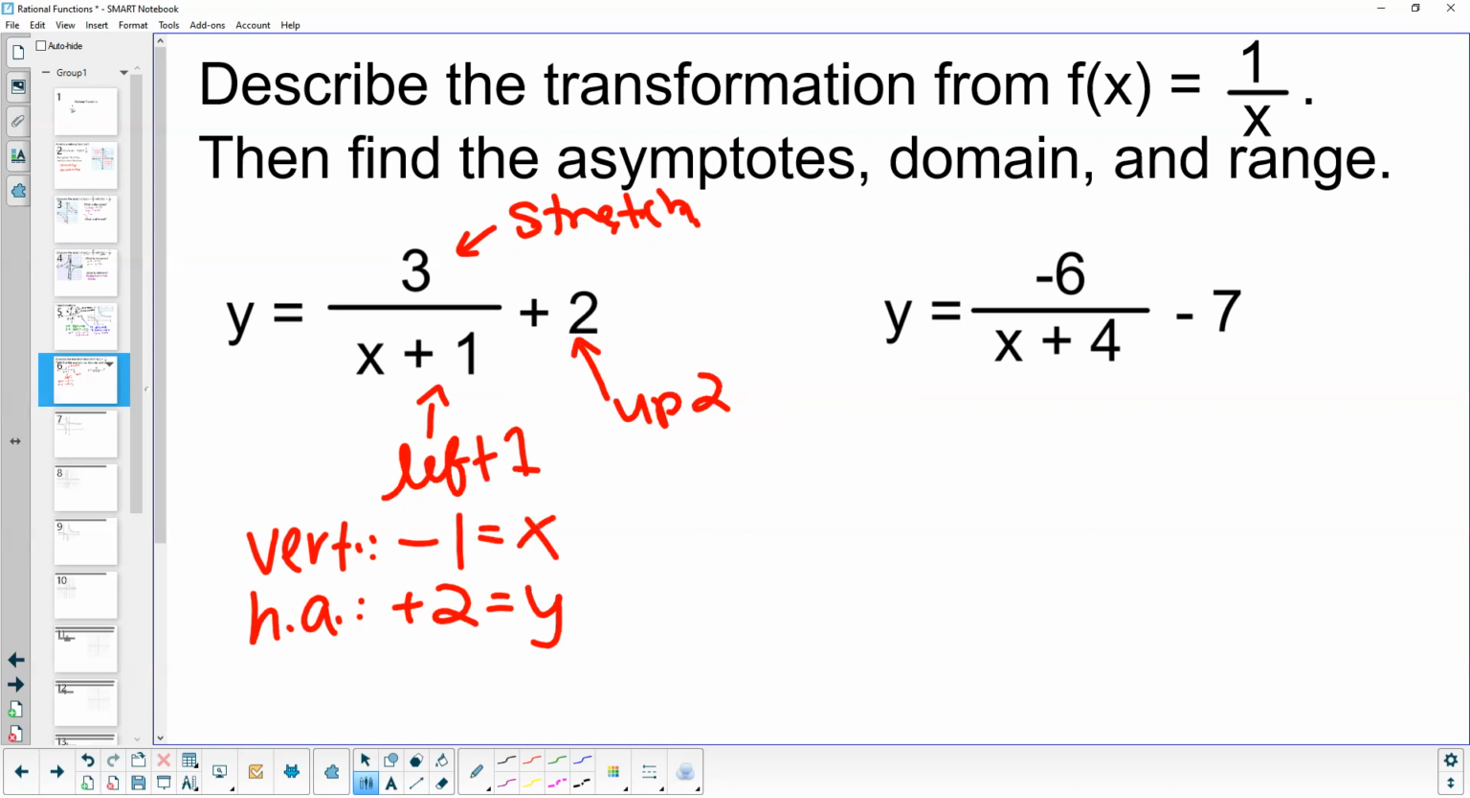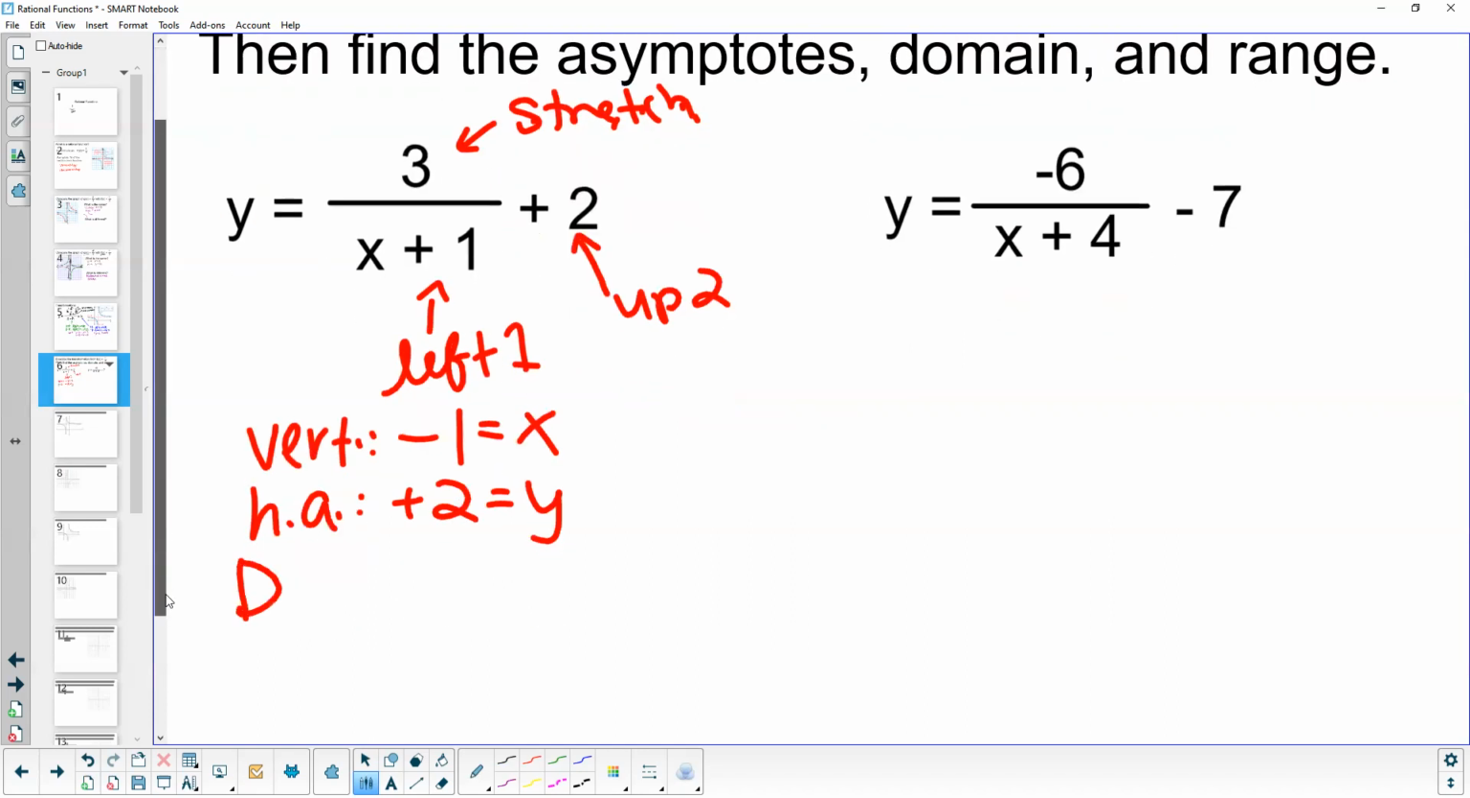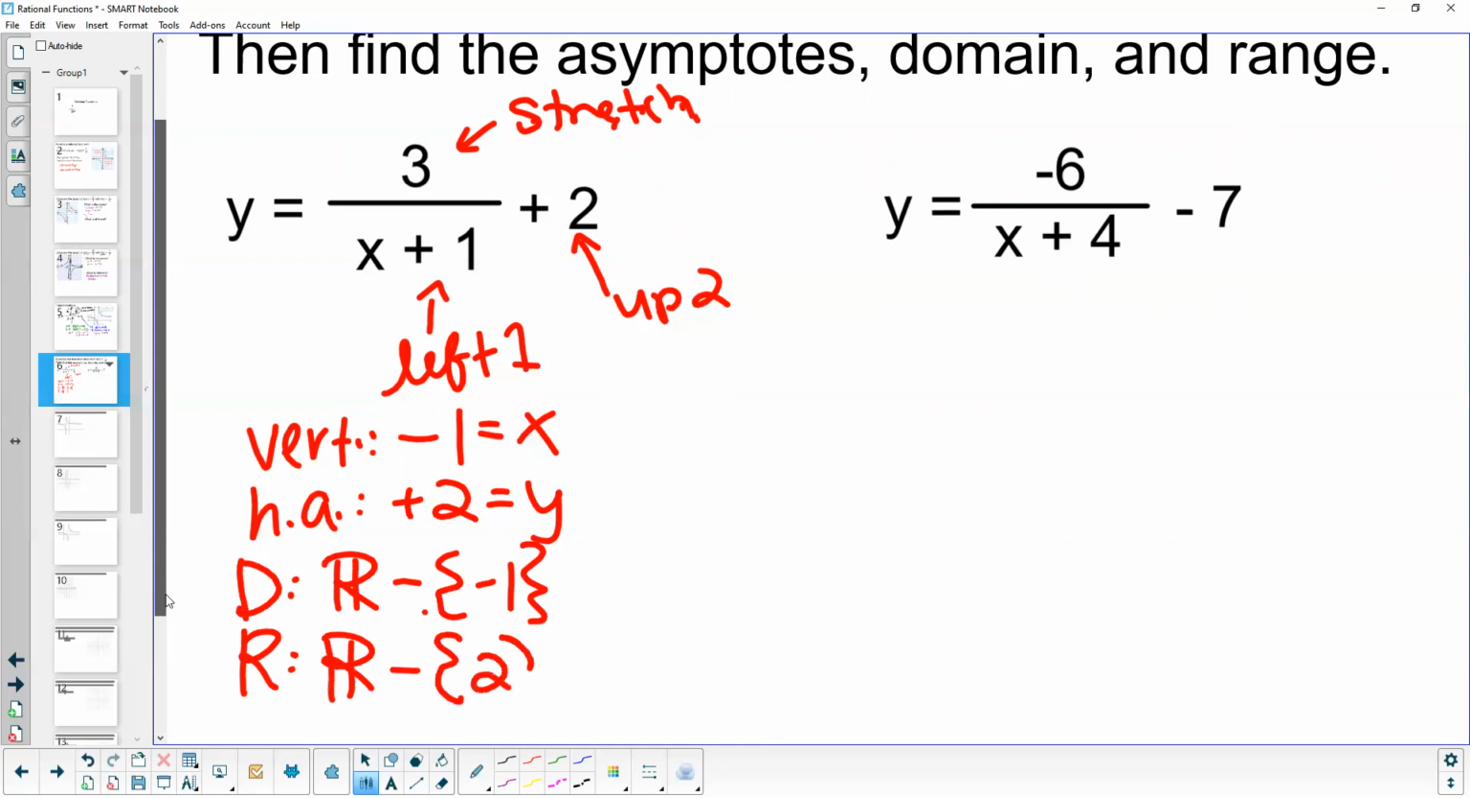And then what about our domain and range? Well, fun fact, our domain is always going to be all the real numbers minus whatever number our asymptote is at. So with our domain, it's going to be all the real numbers minus the number -1. This is called set notation, where we say all the real numbers, the set of any number, minus the set of -1, which is the one number we're excluding. Our range is going to be the same way. It's all the real numbers other than the number 2, because that is where our horizontal asymptote is.